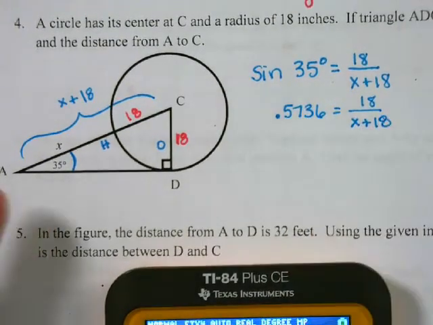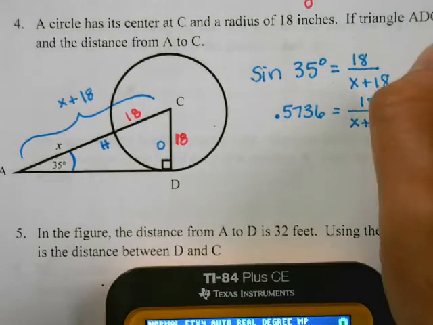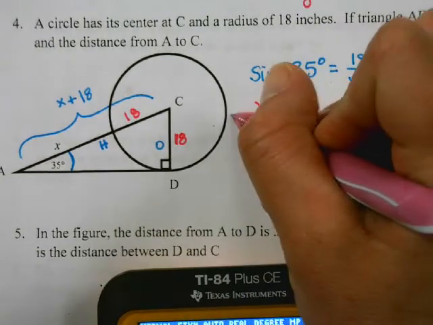Can I just cancel those 18s? No. Please don't do that. I've got a plus with him, right? How do I get variables out of denominators? Multiply them on both sides, right? So could I multiply both sides by X plus 18? Yeah.